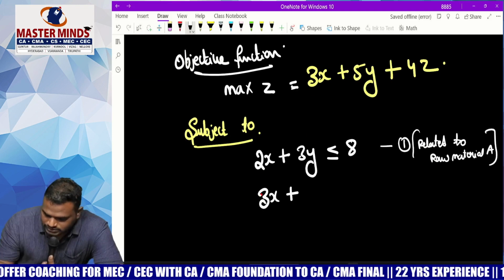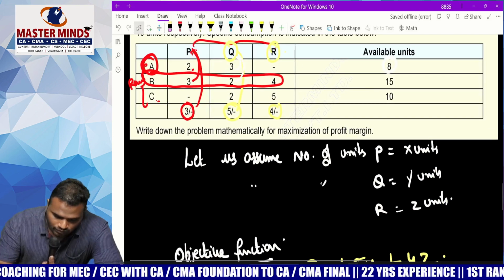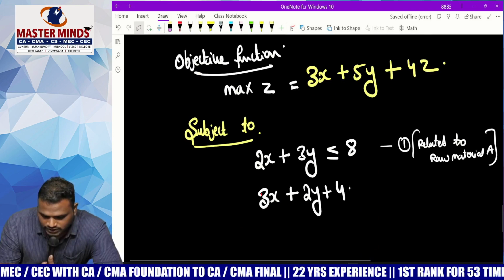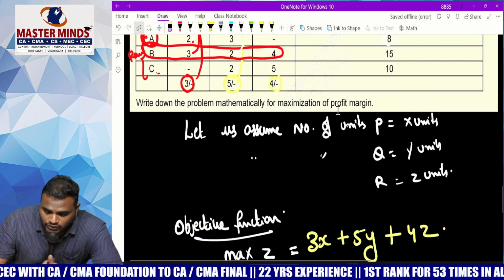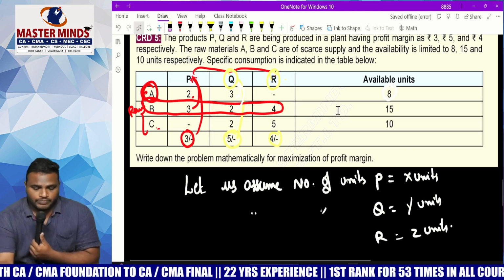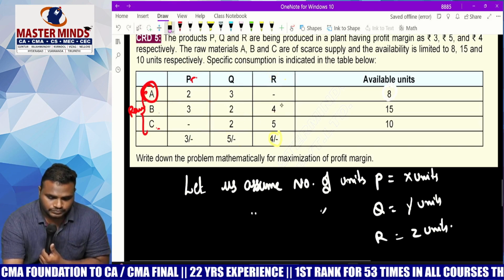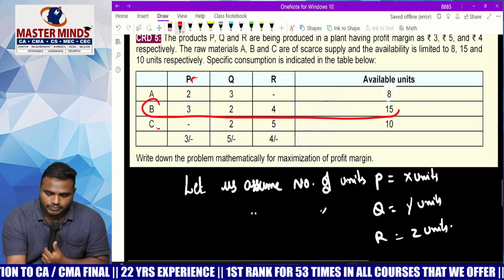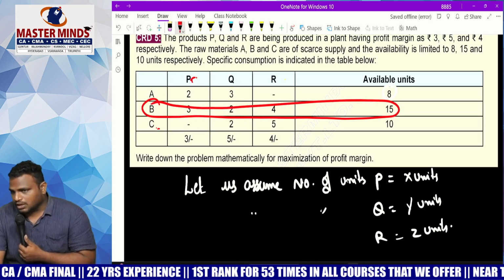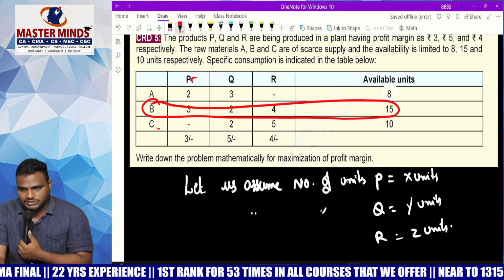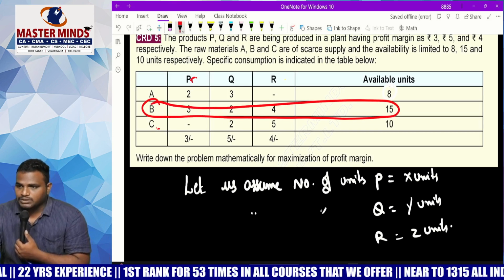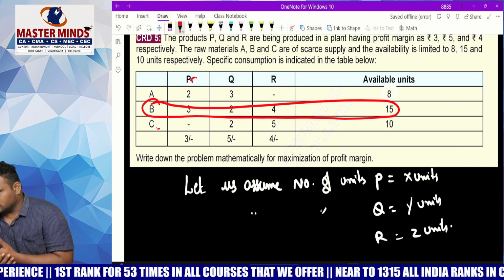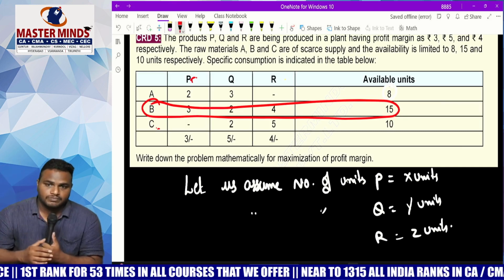3x plus 2y plus 4z less than or equal to, sir, wait. Now tell me, raw material B is maximum available how much? 15. Now in an examination, if they mention like this, B available, you can use B minimum 15 units. What is the meaning of minimum?